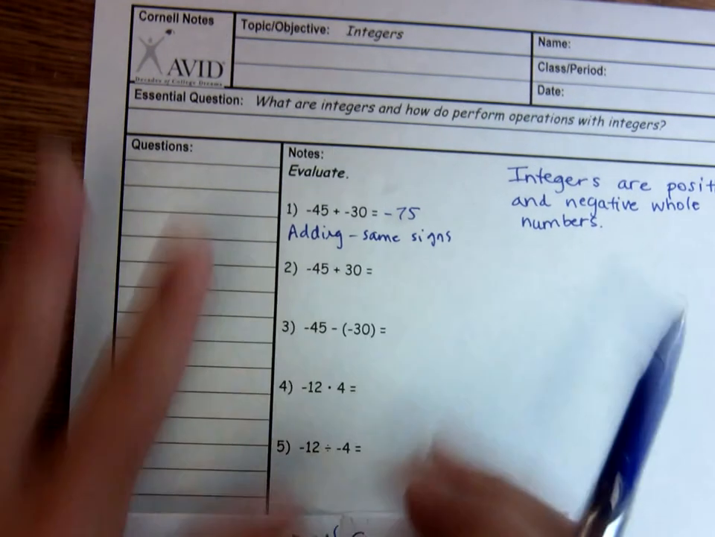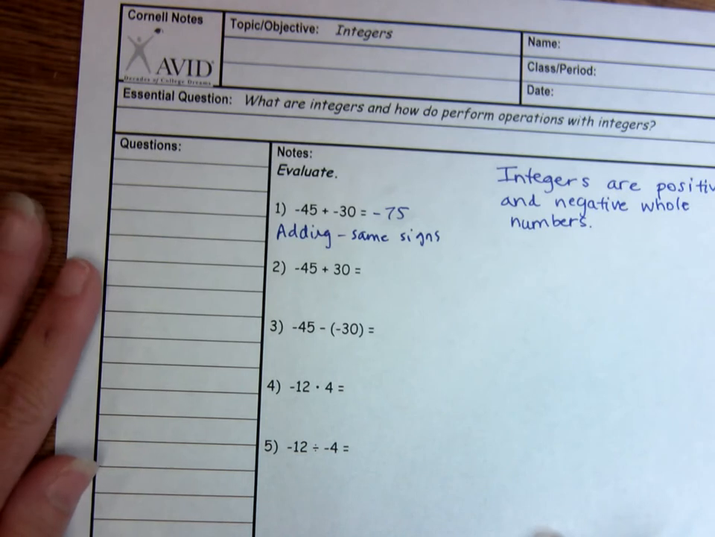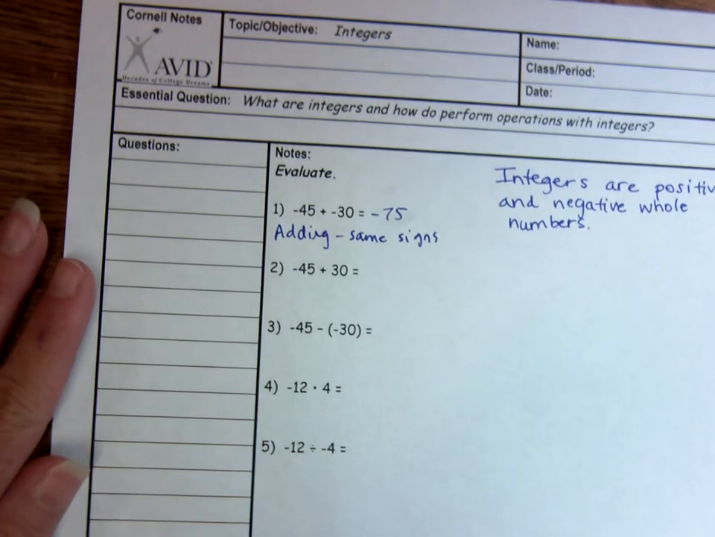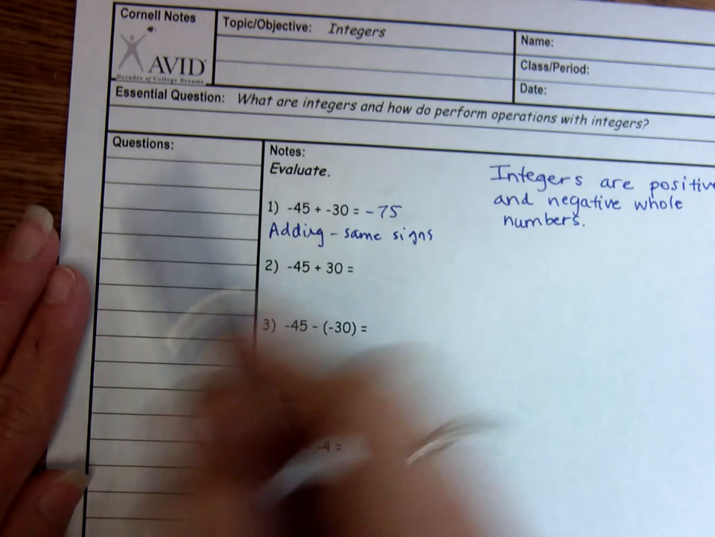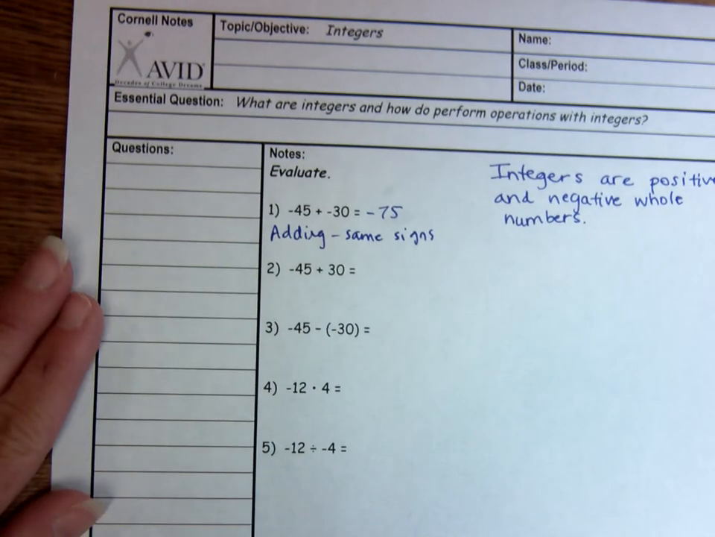Now, the notes that you are looking at are Cornell notes. With Cornell notes, we're going to be using these all year, and it gives you a way to help you study your notes. And so as you're looking at this, a question on the side over here might say, how do you add numbers with the same signs?